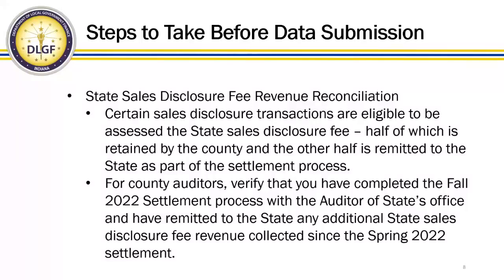So for county auditors, this is an important step. You need to verify that you've completed the fall 2022 settlement process with the AOS, the Auditor of State's office, and have remitted to the state any additional state sales disclosure fee revenue that was collected since the spring settlement in 2022. That all gets handled by the Auditor of State's office. The DLGF doesn't have a hands-on process for that. It needs to go through them.